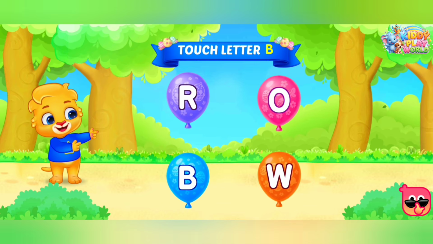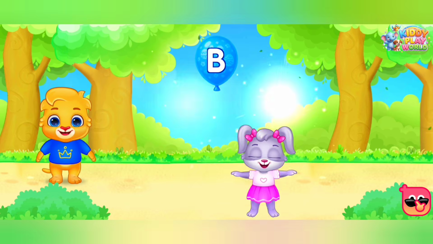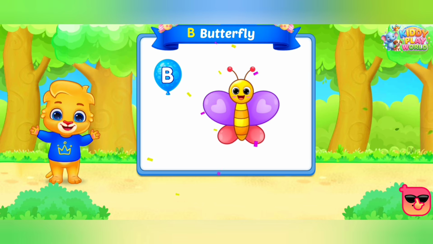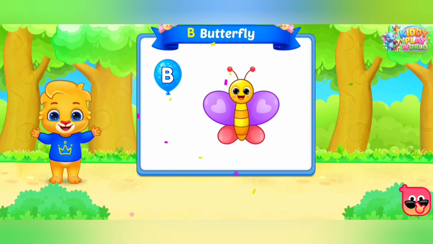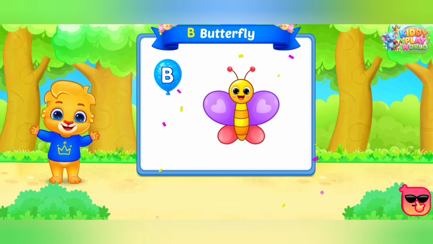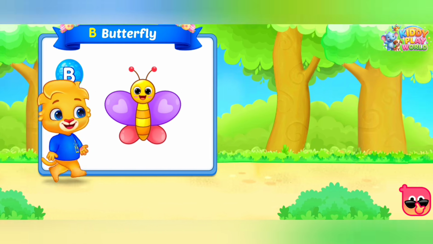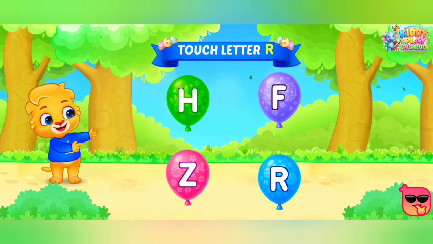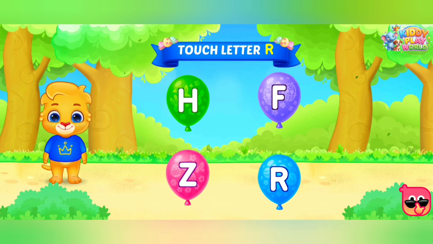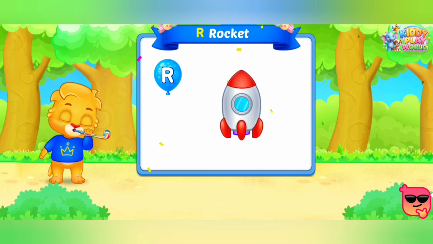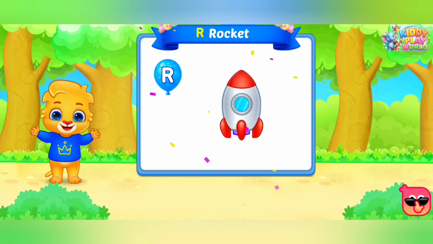Touch letter B. B is for butterfly. Touch letter R. R is for rocket.